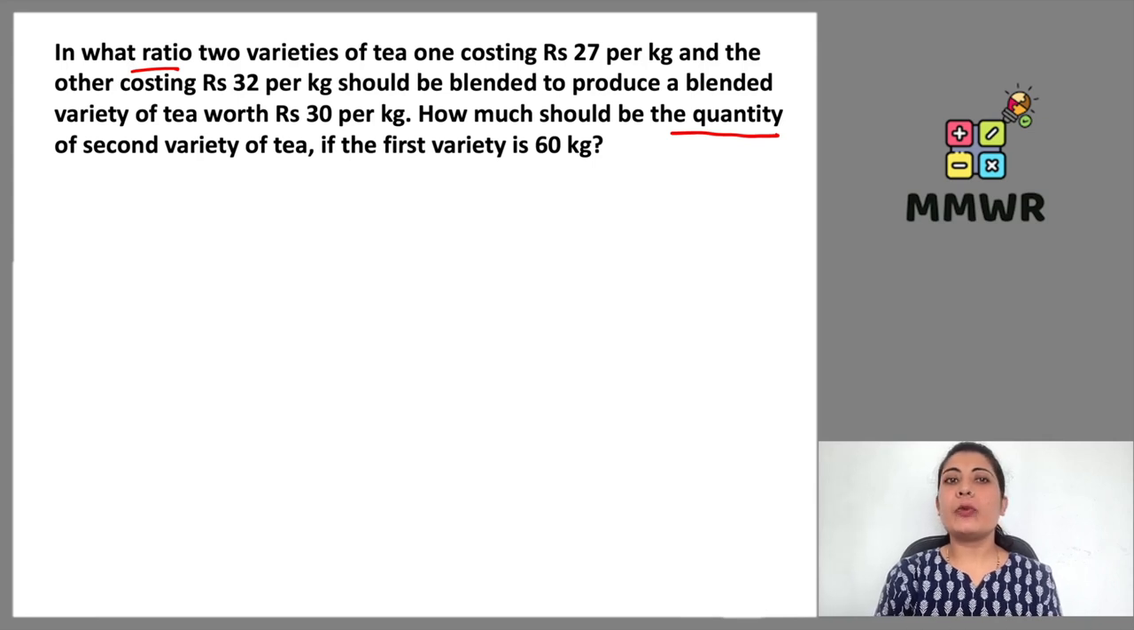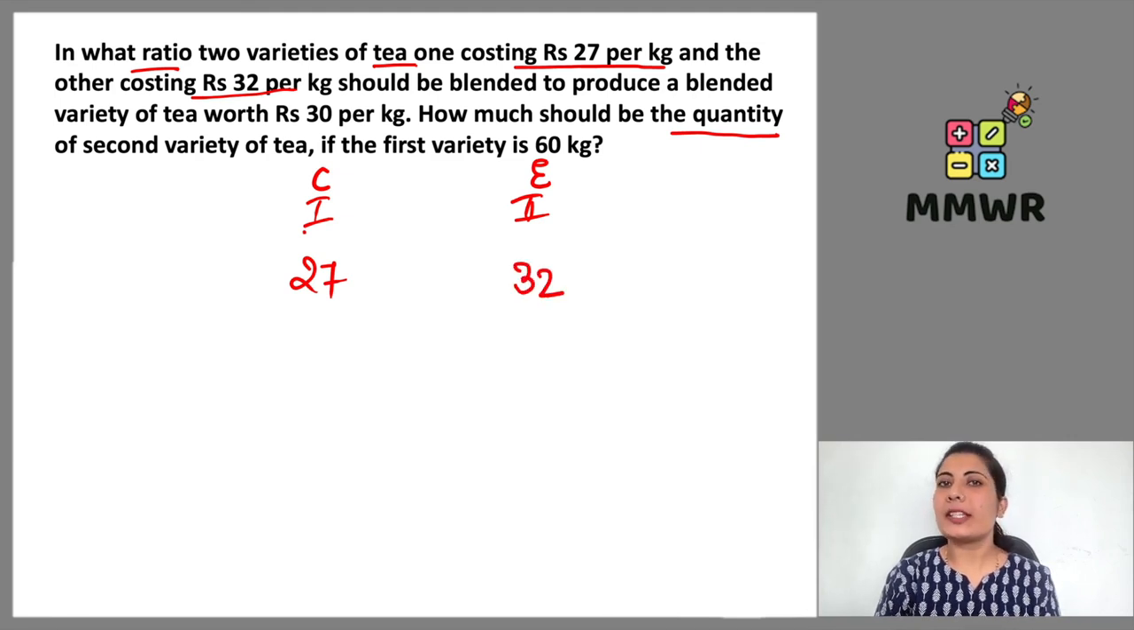So in what ratio should two varieties of tea, one costing rupees 27 per kg and the other costing rupees 32, so the first one and the second one, or we can say the cheaper one and the expensive one, 27 rupees per kg for the first one, 32 per kg for the second one, be blended, that means mixed, to produce a blended variety of tea worth rupees 30.